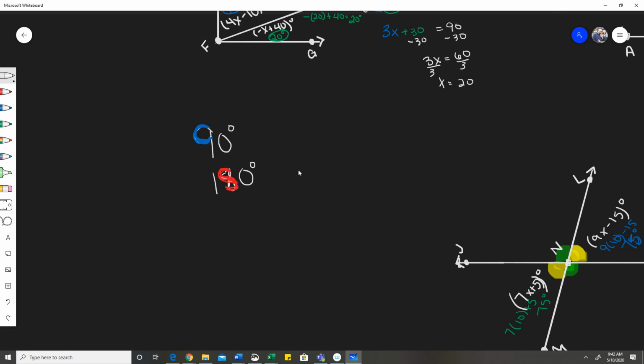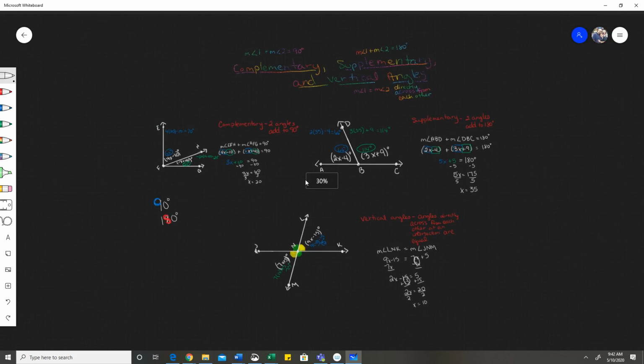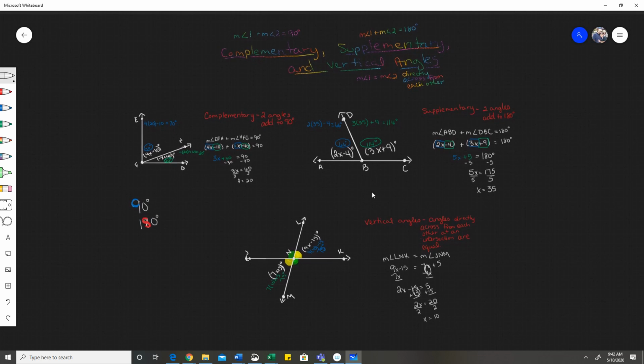If that visual helps, great, if not, it's fine. Supplementary is the larger one. It is going to be 180 degrees.